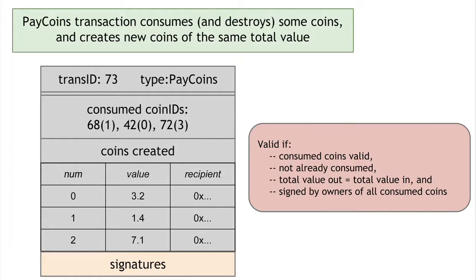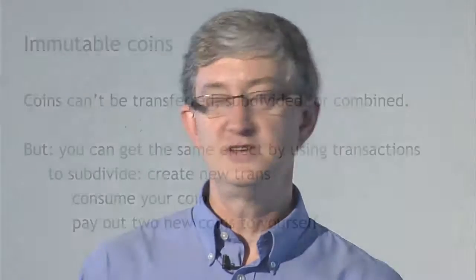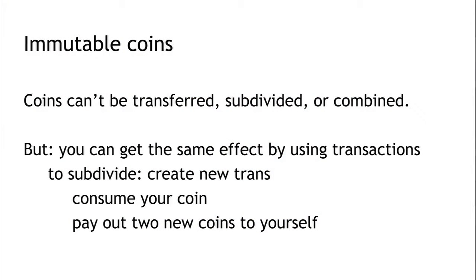One thing to note about this scheme is that coins are immutable. Coins are never changed, they're never subdivided, they're never combined. All they are is created once in one transaction and then later consumed in some other transaction. But you can get the same effect as being able to subdivide or pay on or combine coins by using transactions. For example, if you want to subdivide a coin, you can just create a new transaction that consumes that one coin and then produces 2 new coins of the same total value. And if you want, you can give those 2 new coins back to yourself. That's a way that you can subdivide a coin that you own.